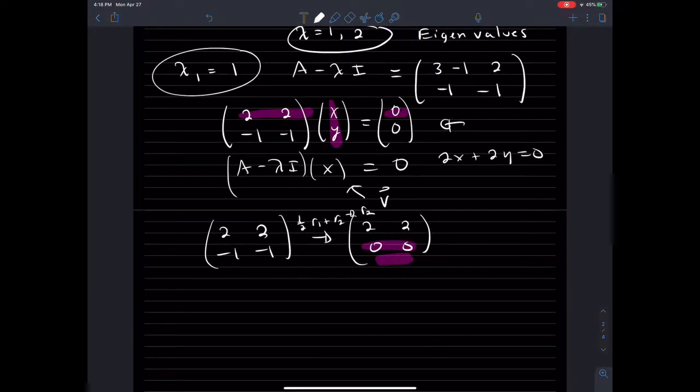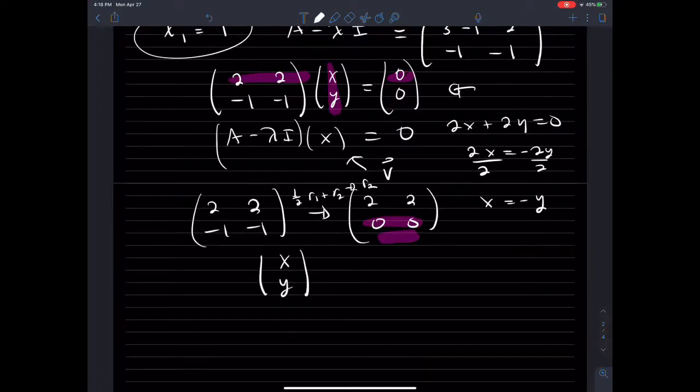Okay, so this first equation that I get, 2x plus 2y, I could have reduced it to 1, 1 if I wanted to. It doesn't matter. 2x is equal to minus 2y, because that will divide out. We get x is equal to minus y.